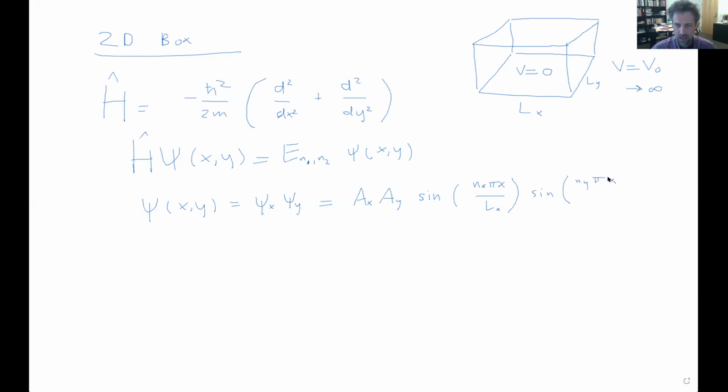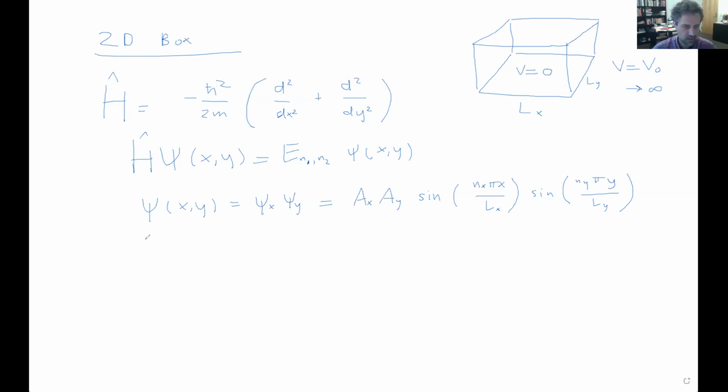Oops, that should be y, Ly. Let me just redo that. It should be a y. There. So ny pi y. Y is the running variable, and Ly is the length of the box in the y dimension, of the square box in the y dimension.